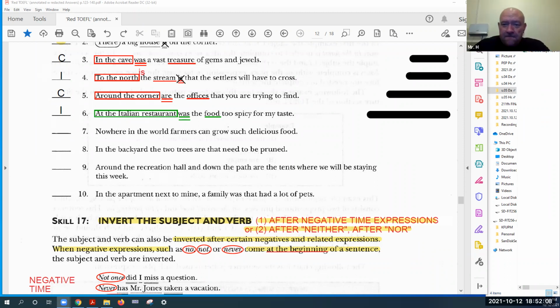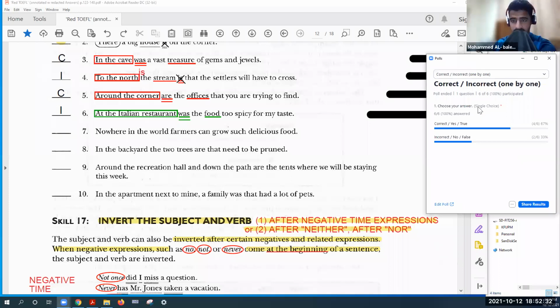Ten seconds, guys. Five, 4, 3, 2, 1. All right. So looks like 1/3 said it's incorrect and 2/3 said correct. Abu Saif, what was your answer? Correct. Okay. Who said incorrect?